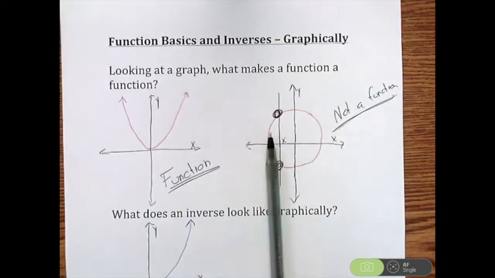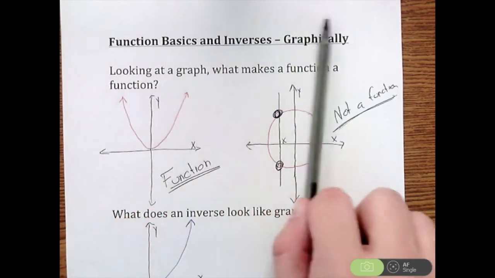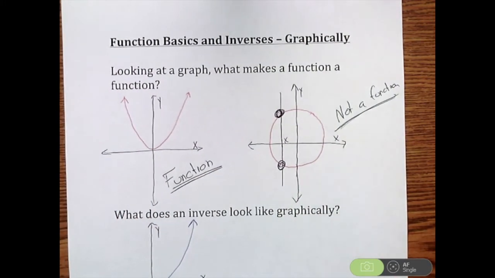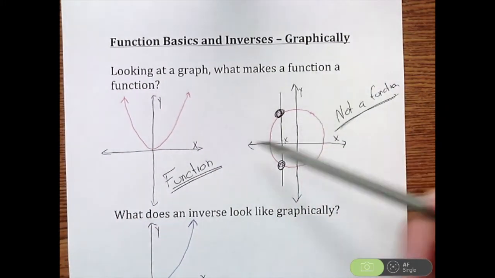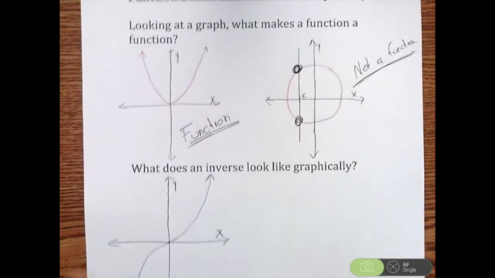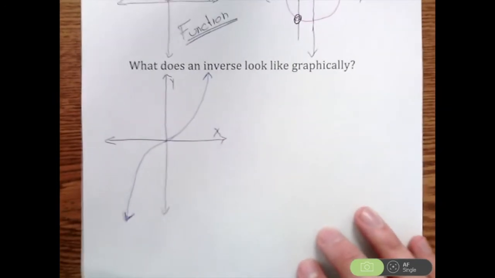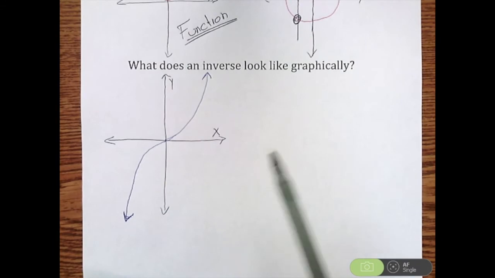So the vertical line test will always tell you whether something is a function. So that is a basic with functions, looking at is something a function or not. Down here, I'm going to look at, well, what does an inverse look like graphically? So here's how it works.